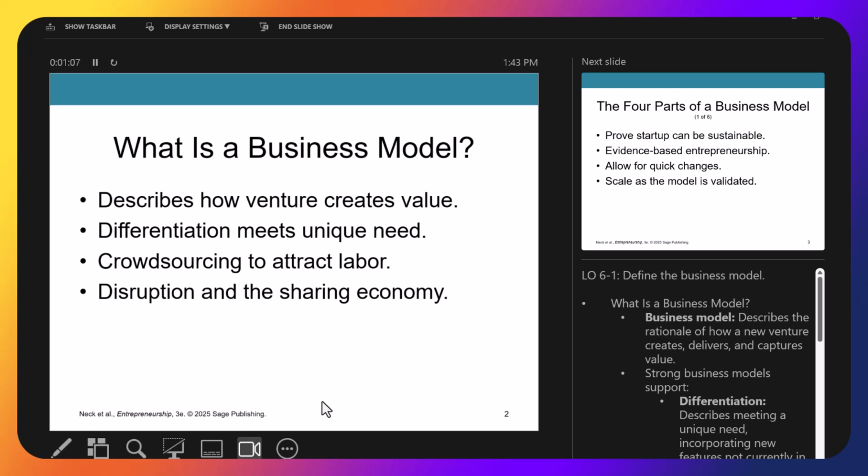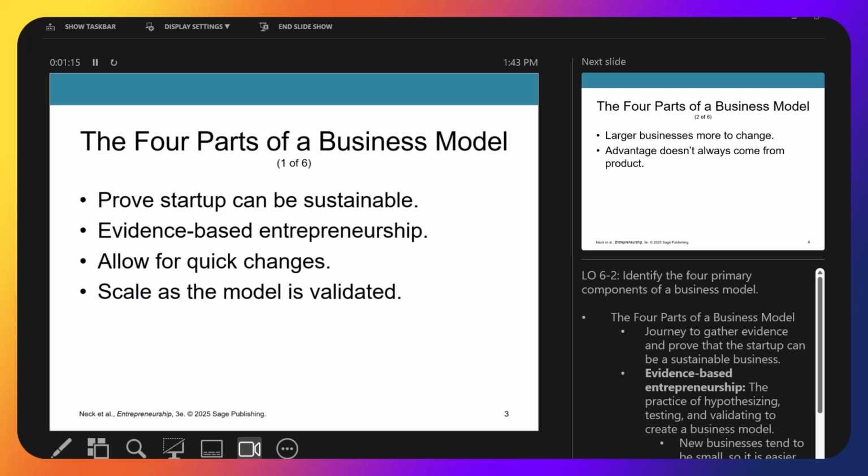Disruption is what some smaller company will do when they come in and disrupt the business of larger companies, because you bring in something that's actually better, cheaper, or more popular. The four parts of a business model.